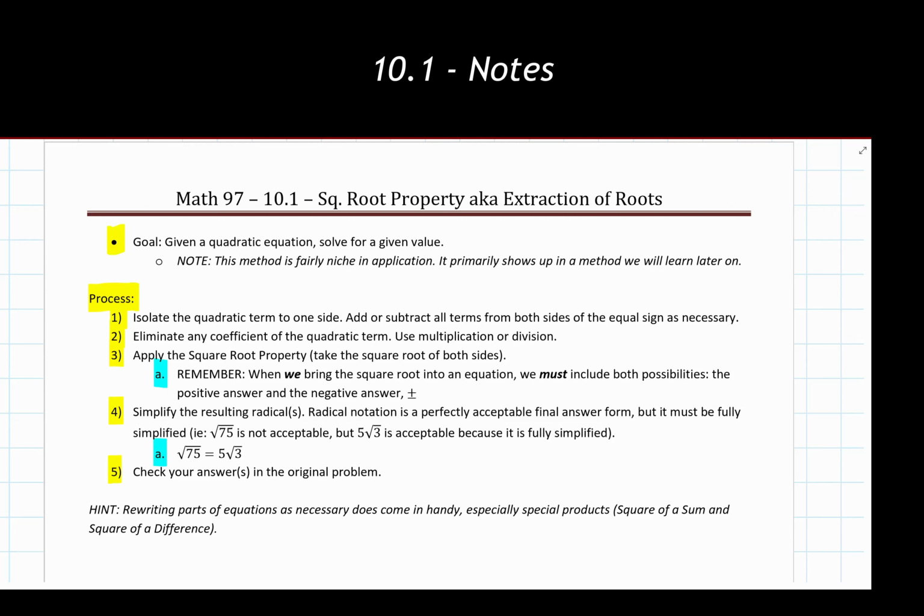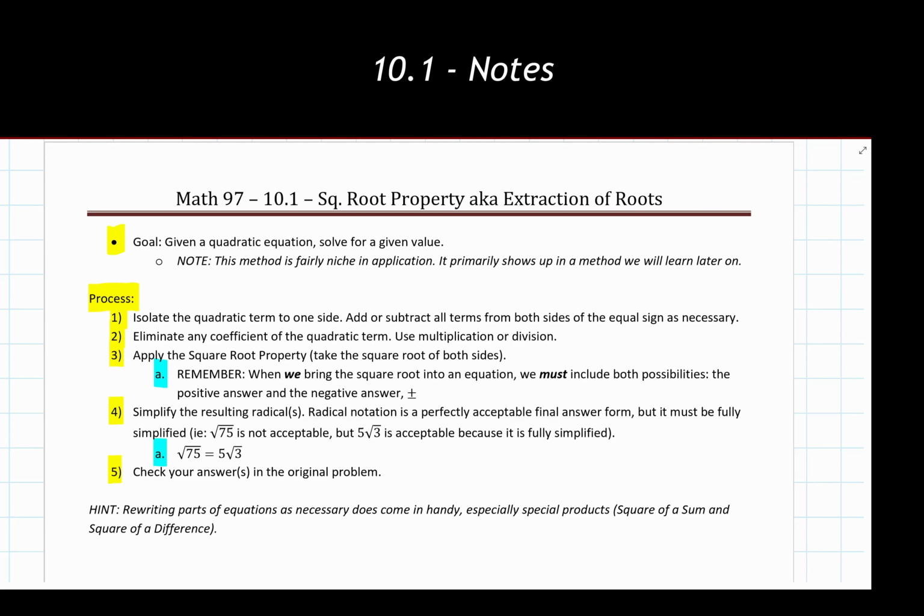After we've done that, we want to then eliminate any and all coefficients of the quadratic term. This means any number that's multiplying or dividing with that x squared or n squared or anything like that. We want to get rid of that. Our main tool to make that happen is multiplying or dividing. That all depends on the numbers that we've been given and what operation they are doing with that actual quadratic term.